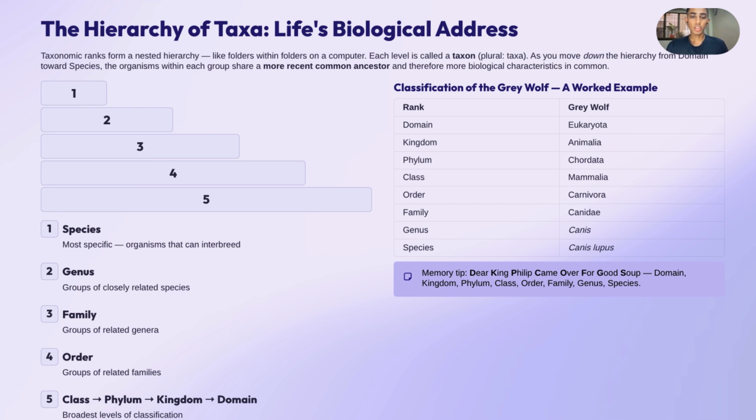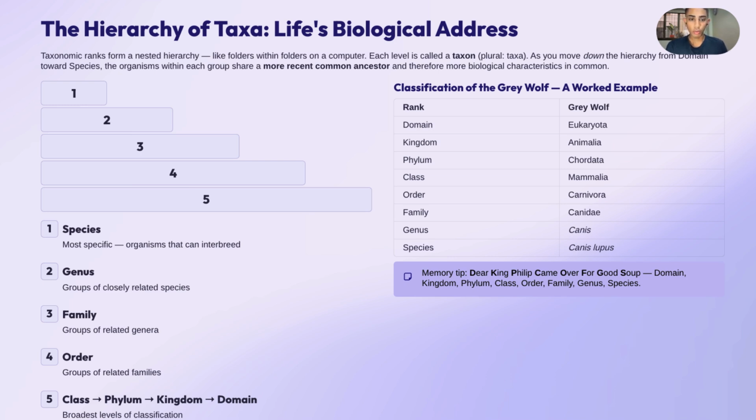We organize these names into a hierarchy of taxa, which acts like a biological address. It starts at the broadest level with the domain and moves down through kingdom, phylum, class, order, family, genus, and finally the most specific level, the species. As you move down from domain towards species, the organisms share a more recent common ancestor.